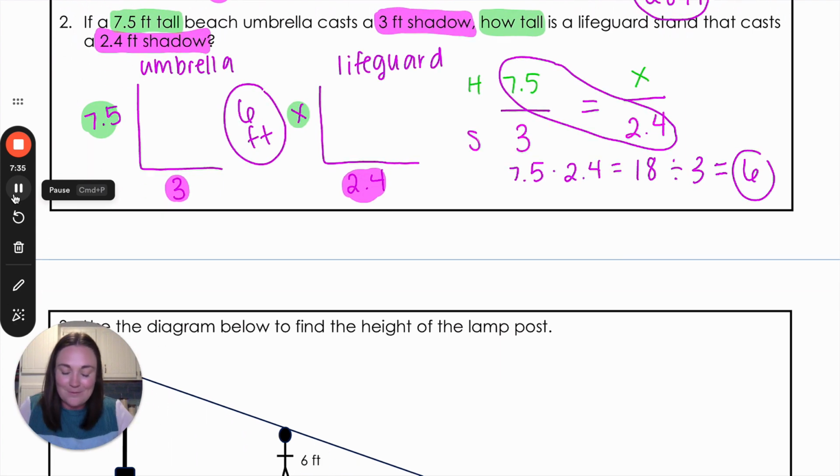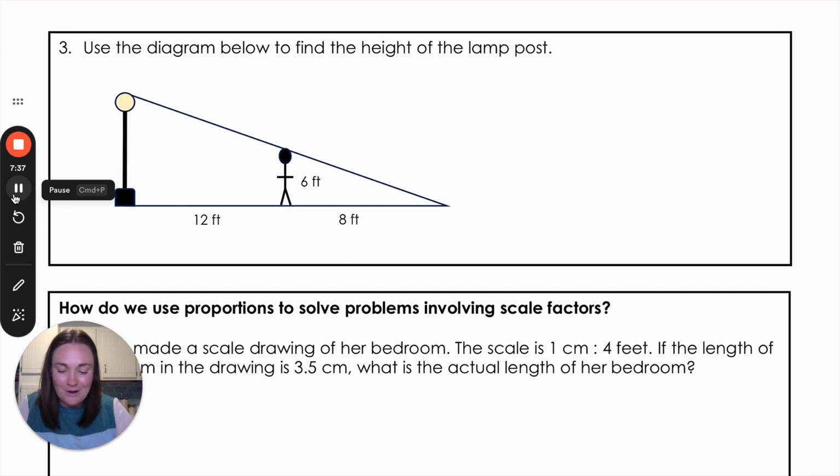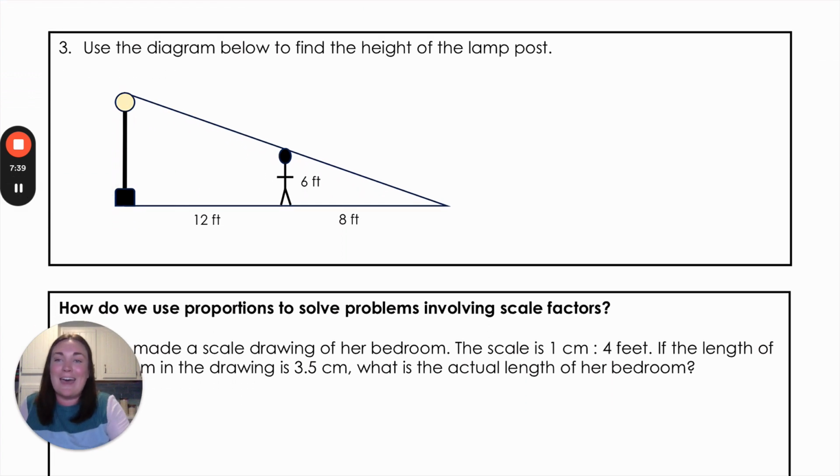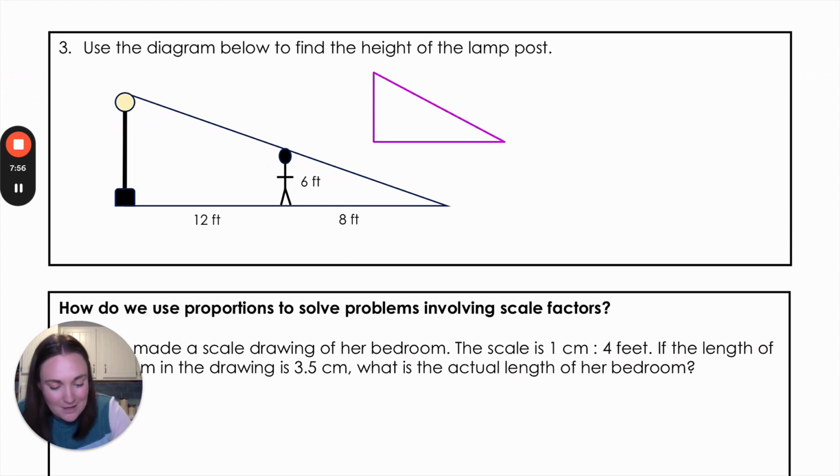All right, one more of these before we get into some scale drawing problems. So we have that kind of triangle within a triangle that we've seen before, but now it's going to be in a word problem. So use the diagram below to find the height of the lamppost. Anytime we have these kind of triangles inside each other, we always want to redraw it out as two separate triangles. So we're going to have our big triangle for that light post and our small triangle for our person.